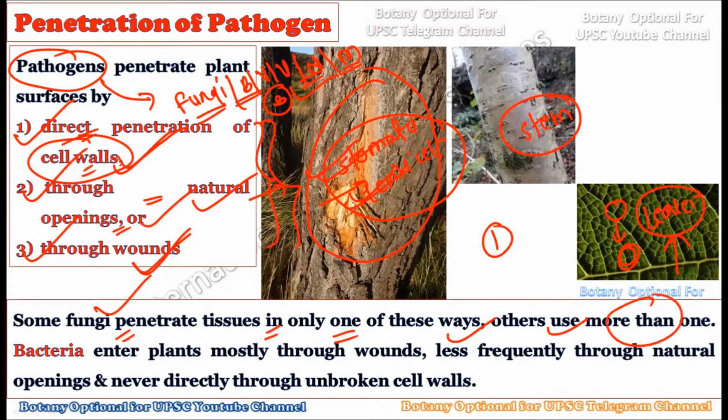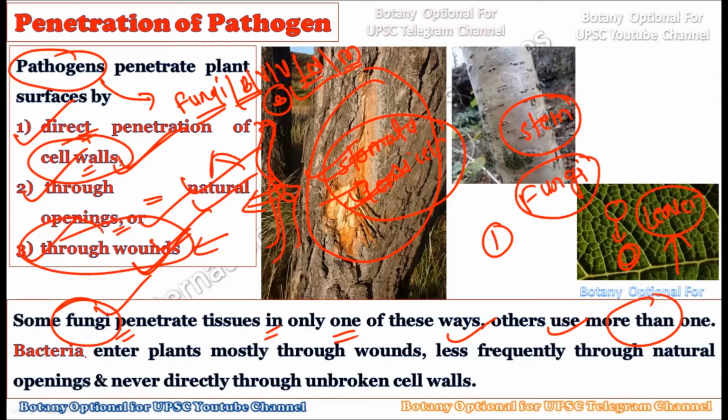Okay, sometimes there are some fungi which can use the wound to enter into the plant, or which can use the natural opening. More than one type of method can be used by some fungi, but there are some fungi which will typically restrict themselves to one of the methods given here. So it is different from fungi to fungi how it is going to enter within the plant body. It may take 2 to 3 ways to enter into the plant body, or it may restrict to only one.